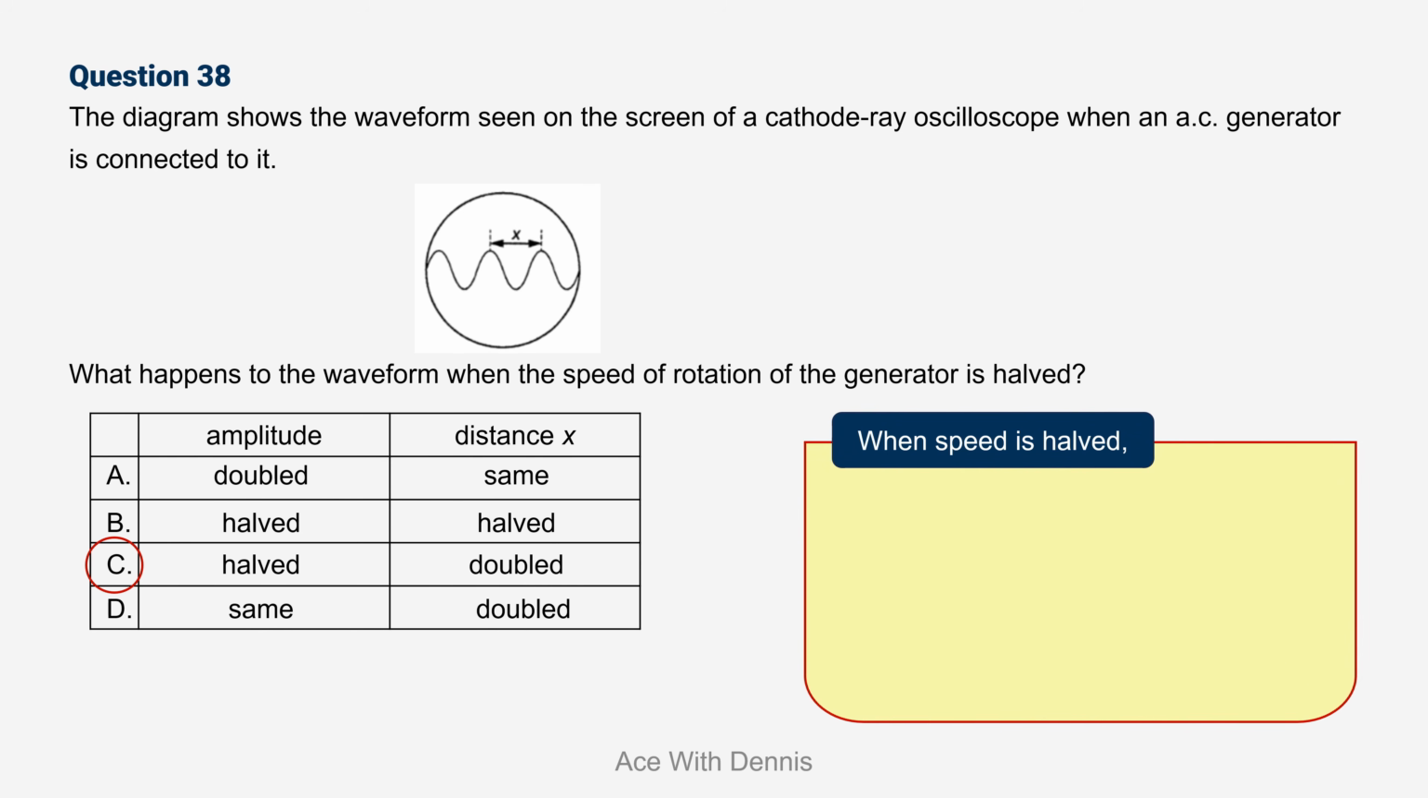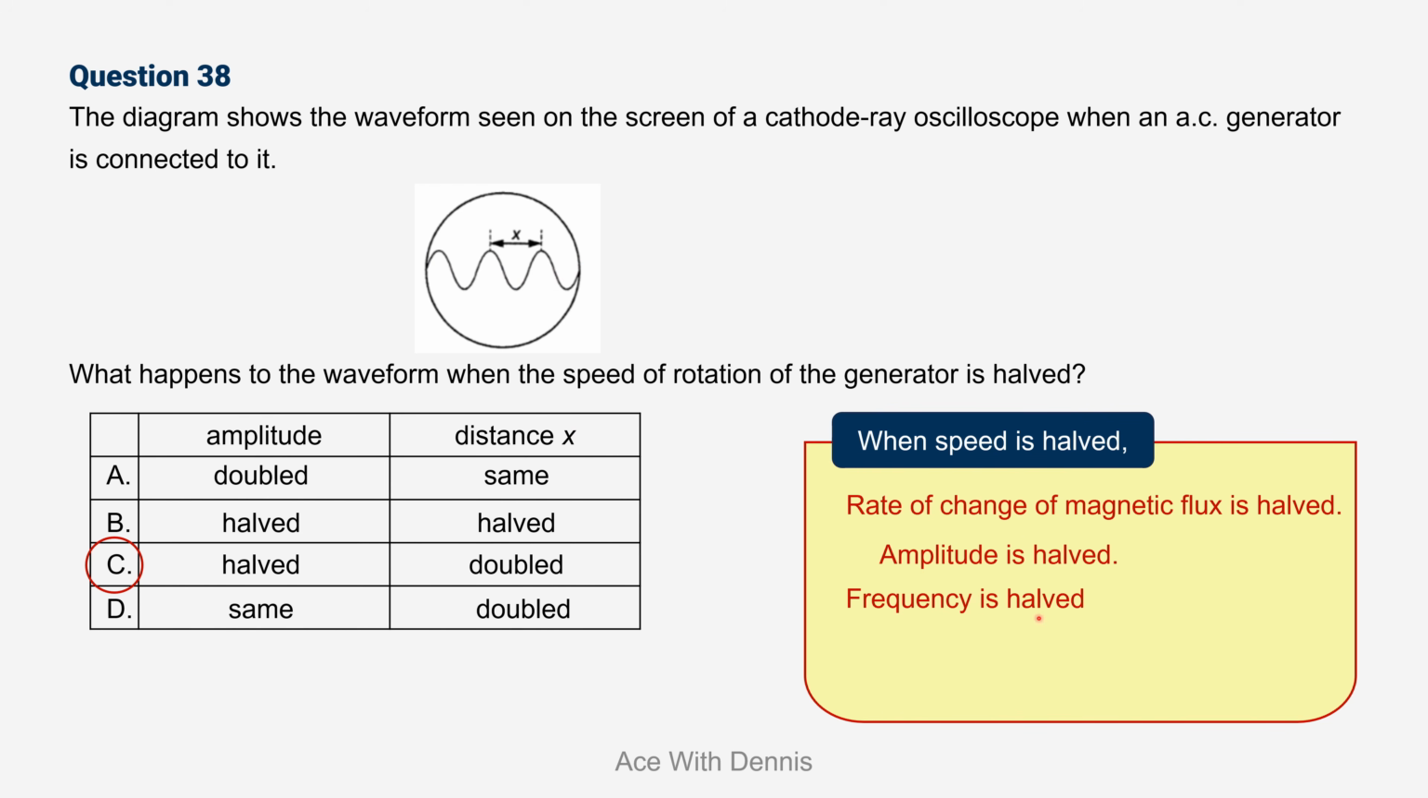So here's the explanation. When speed is half, the rate of change of magnetic flux is half. Hence, the amplitude is half because the waveform shown in the oscilloscope is the voltage generated by this AC generator. Since the rate of change of magnetic flux is half, the voltage generated will be half as well. Therefore, amplitude is half. Now, how about the frequency?